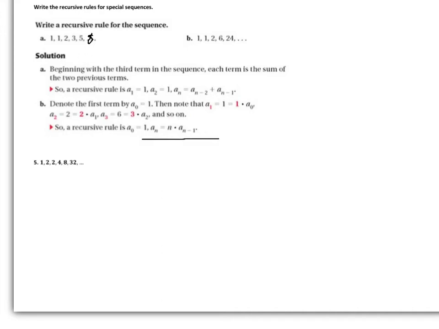Okay? So if I was going to find the next term here, we have 0, 1, 2, 3, 4. So the next term would be, n would be 5. So if I was trying to find a sub 5, it's 5 times the previous term, 24. Okay?